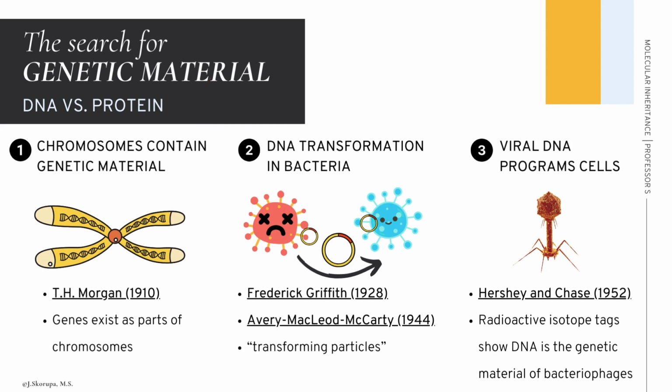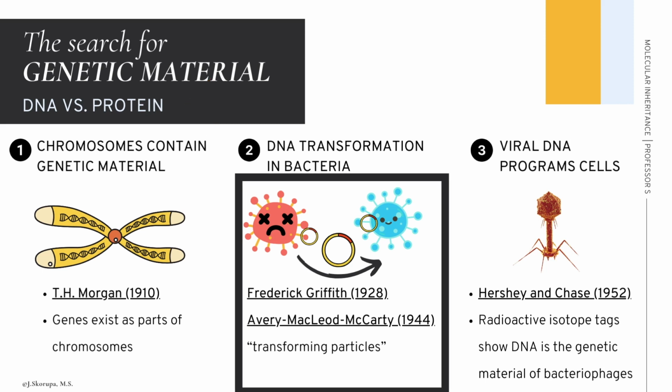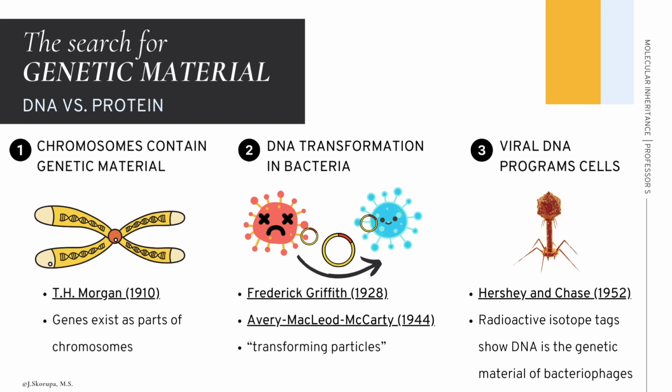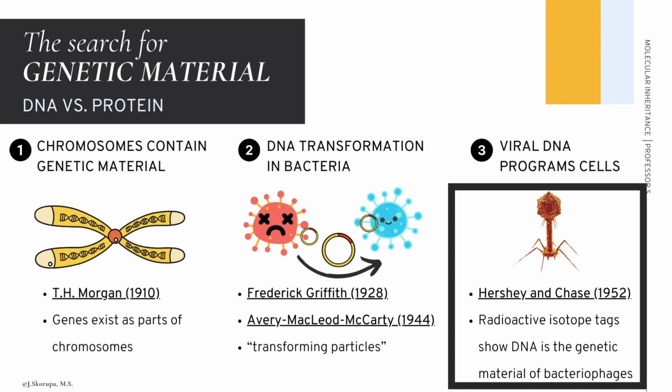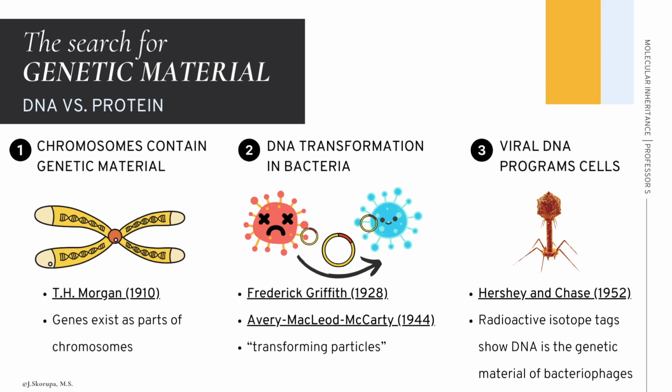Frederick Griffith's work on bacteria in 1928 showed that pathogenic heritable molecules passed from dead to alive bacteria, and he called these transforming particles. In 1944, Oswald Avery, Colin MacLeod, and Macklin McCarty identified these transforming particles. This event is considered the beginning of molecular genetics. Later, in 1952, Hershey and Chase used radioactive isotope tags to show that DNA is the genetic material of bacteriophages.